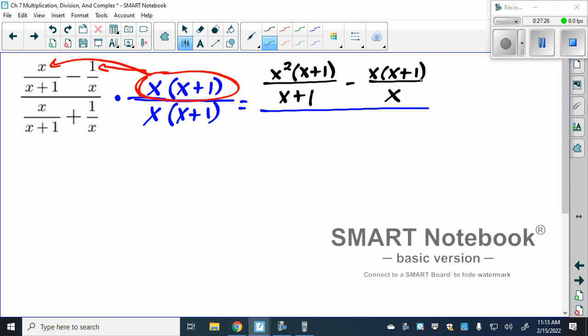We'll do the exact same thing to the denominator. So we're going to take this entire term here and multiply by the x and the 1. Now the denominator for the first denominator fraction will stay the same. It's still going to be x plus 1.